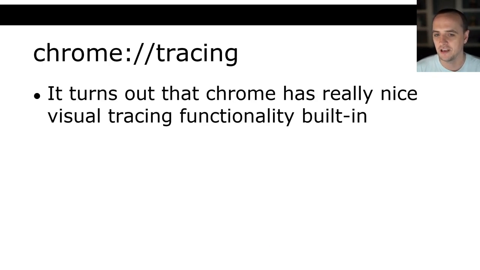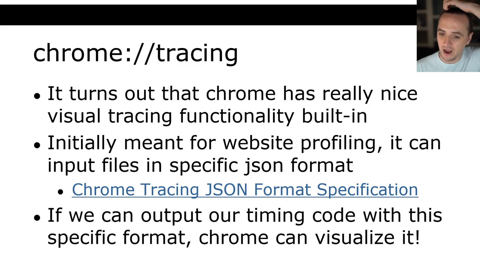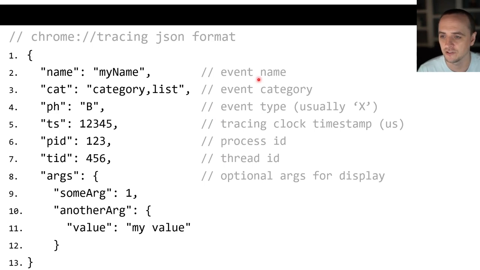It turns out Chrome has a built-in tool for visualizing JSON data that is related to this sort of tracing. Initially, it was meant for website profiling, but if we output our data in the same format that Chrome tracing expects, it can visualize our stuff for us. So if we can output our timing code in that format, we can see it in Chrome. Now, the full format is here. I've included a link in the slides, but essentially it looks kind of like this.